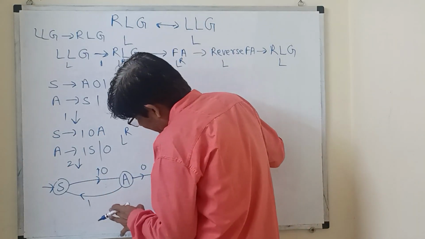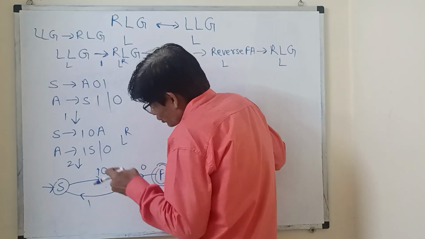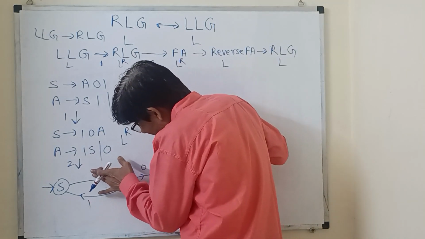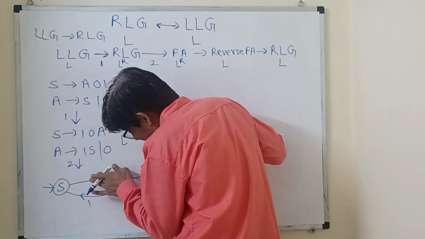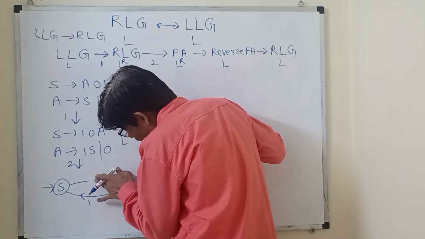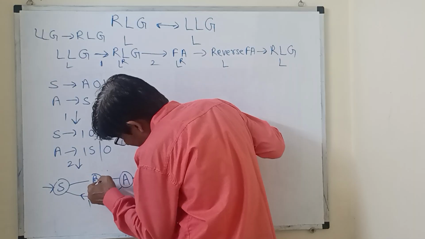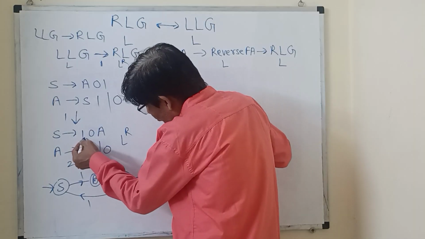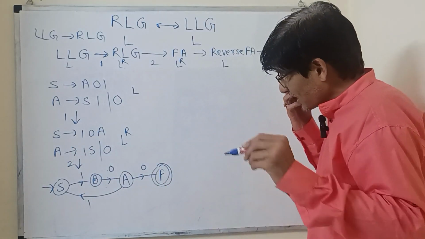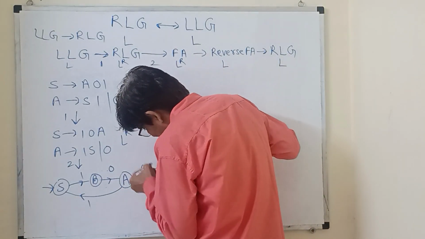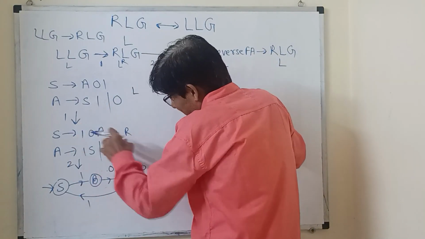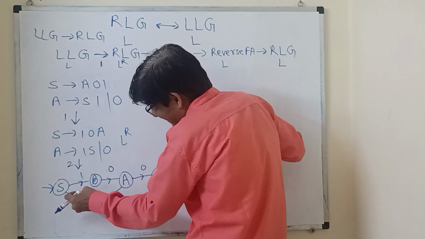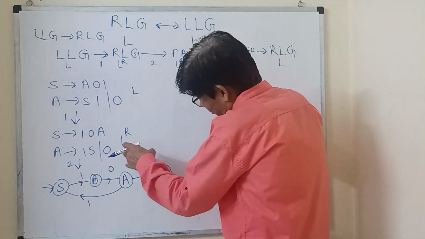Now you can see here we are having 10. So we cannot have two symbols on one transition. So we will divide this particular transition into two stages. I will add one more state here, which is B, and I can write 1, and here it would be 0. So the total 10 transition would be there. Now you can see this is our final state. We have considered all productions of this reverse RLG, and we have created this finite automata for this particular RLG.